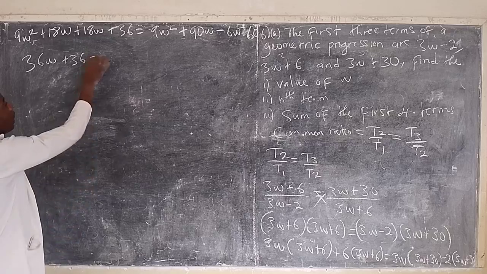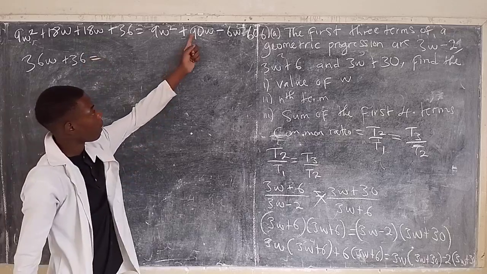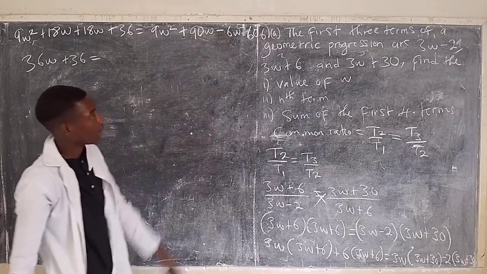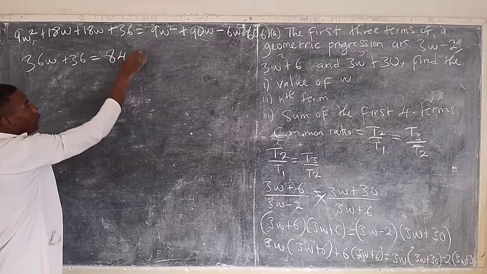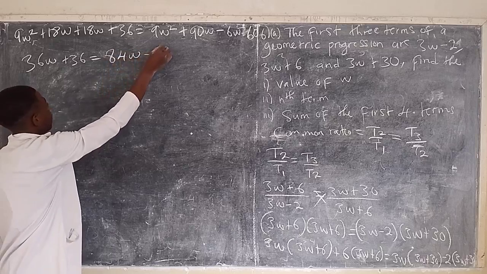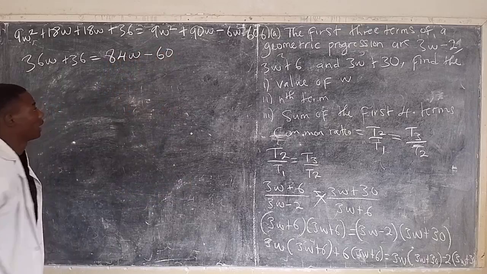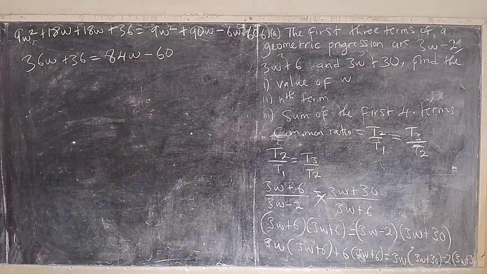Then this should be equal to 90w minus 6w, which will give you 84w minus. Now, having done that, we are going to do what we call collecting the like terms. When we collect the like terms, we can take the w to the other side. If we do the opposite, the answer will be the same.